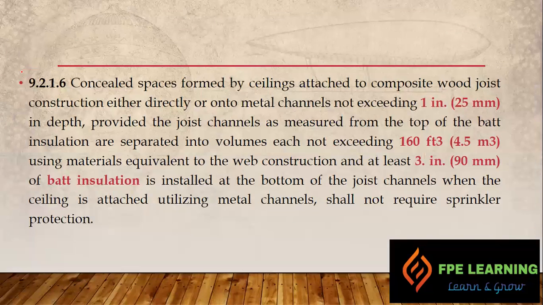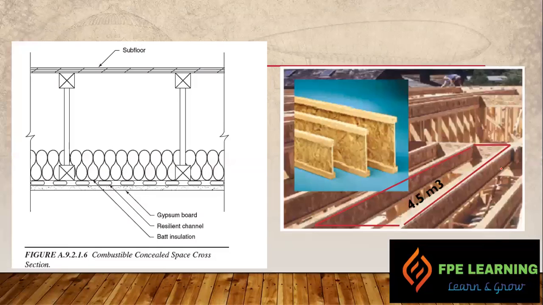Concealed space formed by ceiling attached to composite wood joist construction either directly or onto metal channel, where the metal channel does not exceed 1 inch in depth, provided the joist channel, as measured from the top of the bat insulation, is separated into volumes each not exceeding 4.5 cubic meter using material equivalent to the web construction, at least 3 inch of bat insulation, right? Mostly the bat insulation is non-combustible insulation. So wait a moment, we'll go directly to the figure so that we can have a look.